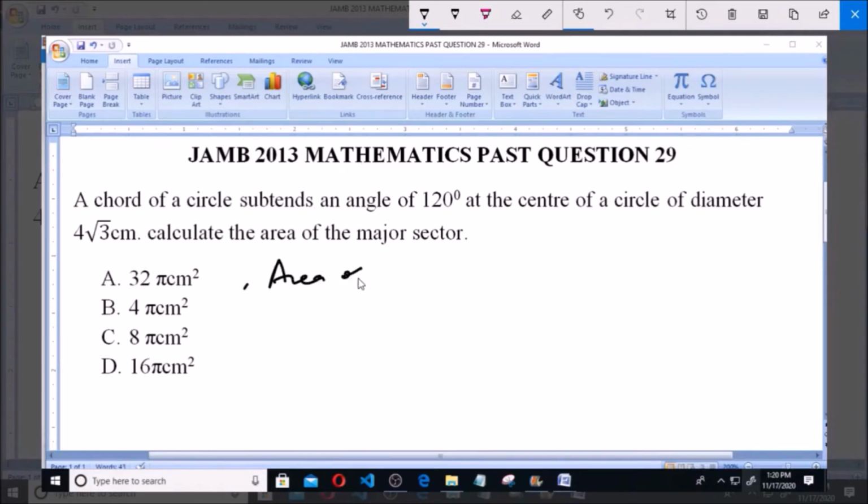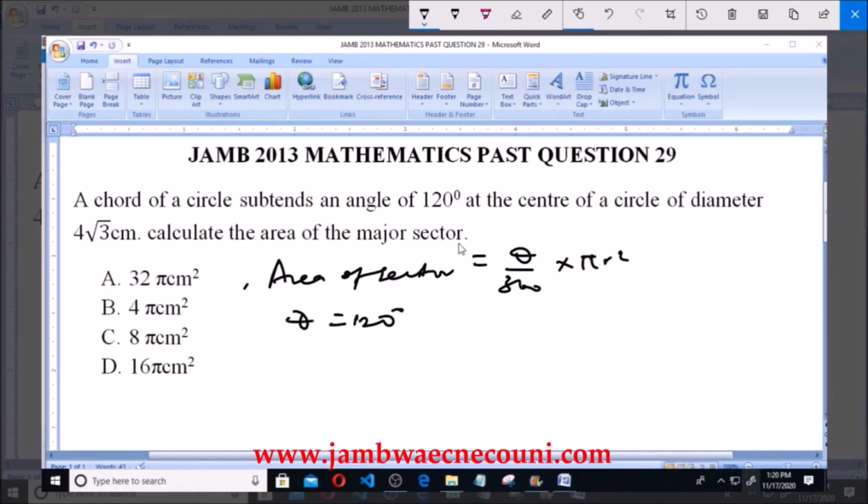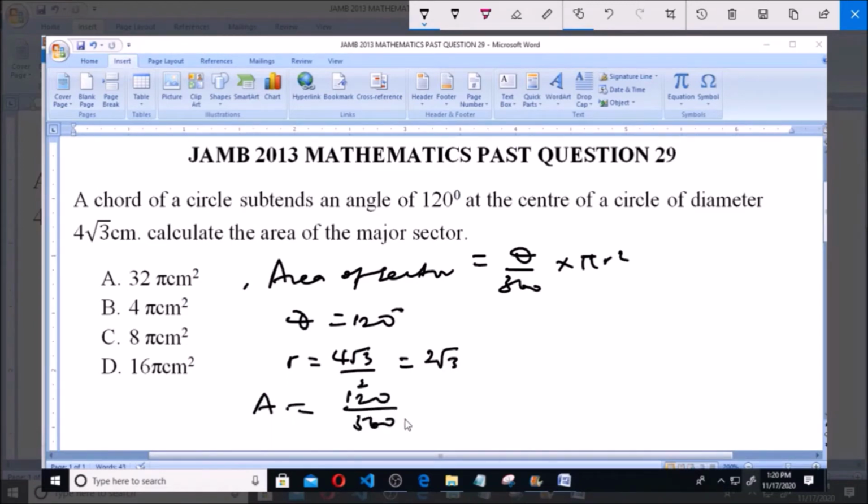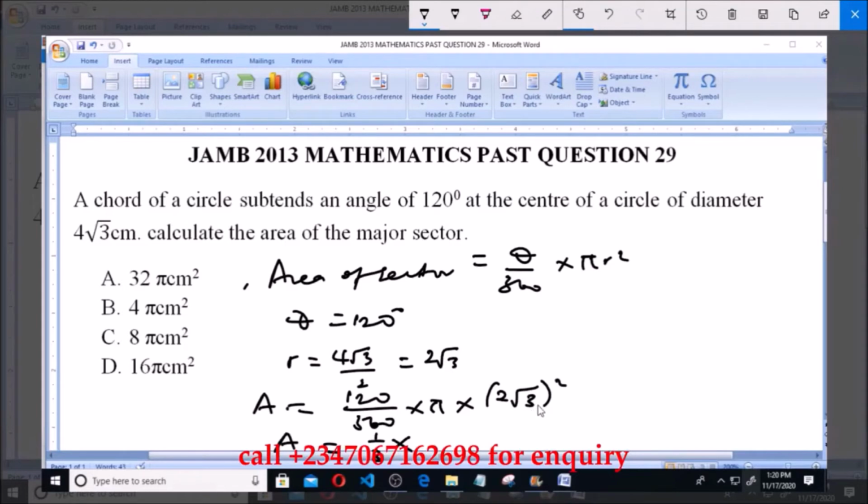Now, area of sector is equal to theta all over 360 multiplied by pi r squared. Now, theta is equal to 120 degrees, which is given to us. Now r is equal to, we're given that diameter is 4 root 3, so the radius will be 4 root 3 all over 2, and that is 2 root 3. So the area of the sector will be equal to 120 over 360 multiplied by pi multiplied by 2 root 3 squared. Now 120 over 360 is equal to 1 over 3 multiplied by, now 2 root 3 squared will give us 12, and 12 times pi will give us 12 pi.